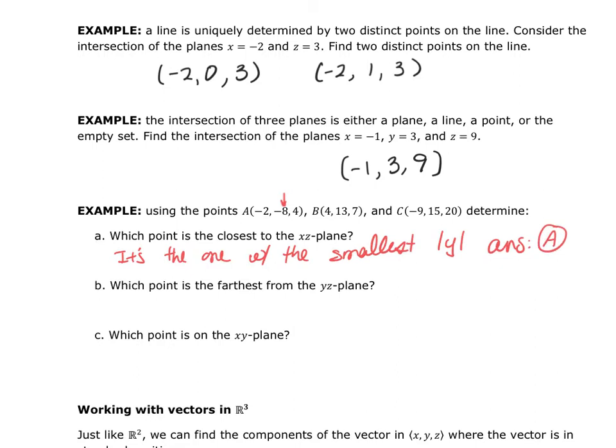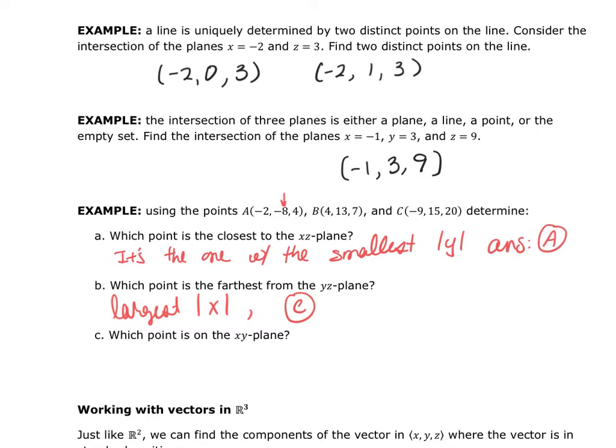Similarly, which point is the furthest from the YZ plane? So I want the largest absolute value of x. And so I look for the largest absolute value of x, and that happens to be C, because the absolute value of -2 is 2, the absolute value of 4 is 4, the absolute value of -9 is 9, so the answer is C.